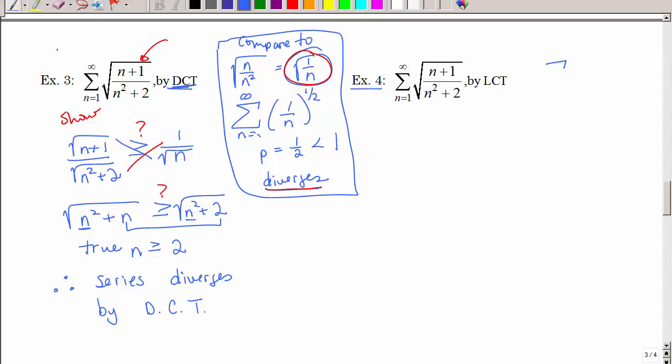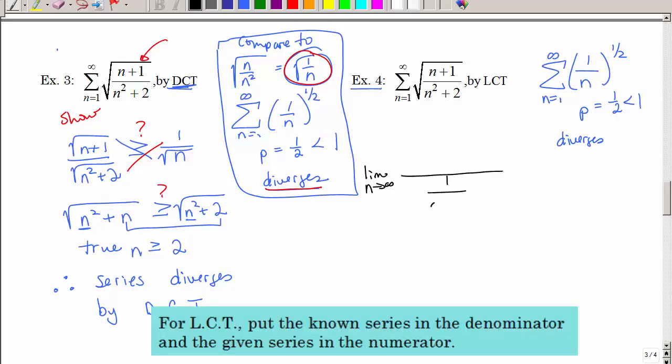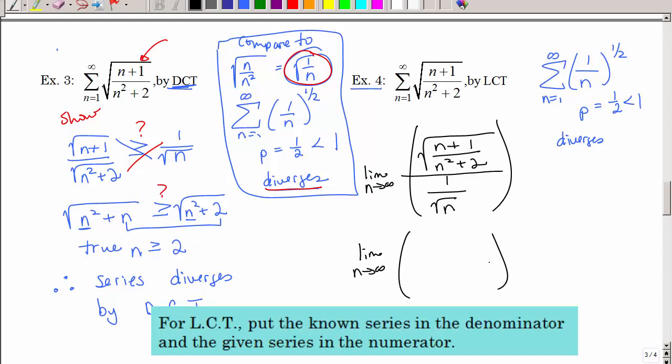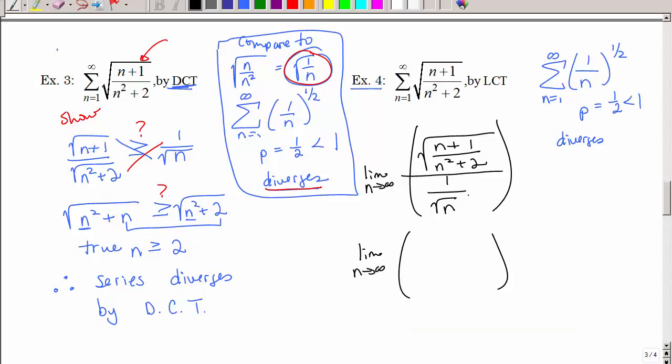So again, I'm going to compare it to the same thing. So I'm going to say p equals 1/2, which is less than 1. So I know that diverges. But this time I want to take the limit as n approaches infinity, and remember what you pick goes on the bottom and what you are given goes on the top. That's the easiest way to keep everything straight. And then again, you're going to have all those fractions, so we're going to flip and multiply. So again, this goes up here, but the reciprocal.